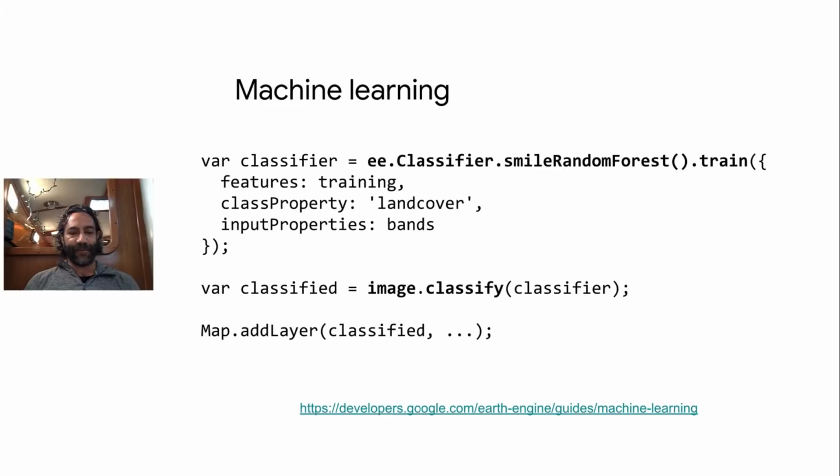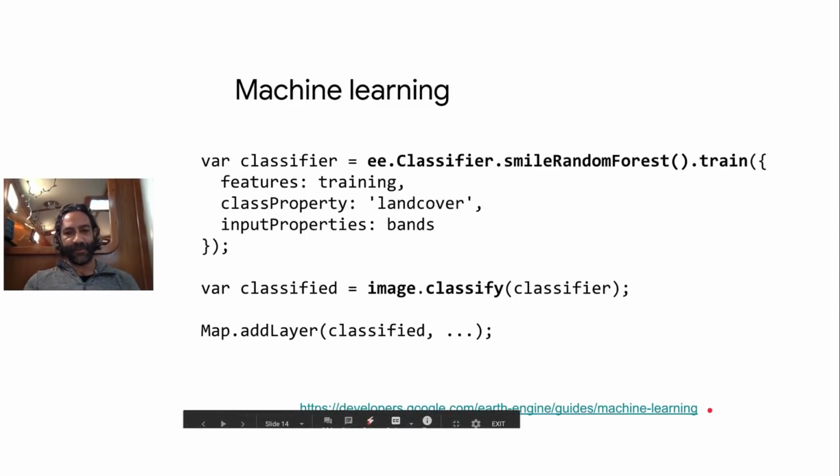Machine learning. Sorry for the code here. You don't have to understand this, but I just want to let you know that there is an EE classifier package that has classifiers and regression algorithms in it, such as random forest, and see the docs to learn about the other classifiers that are in there. But all you have to do for machine learning in Earth Engine is instantiate the classifier, train it with some training data, and then classify an image with your trained classifier and display it on the map. And learn more about the other algorithms and how to do machine learning in Earth Engine from this link.